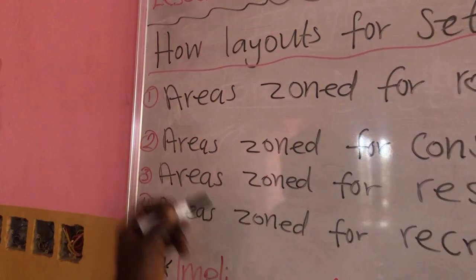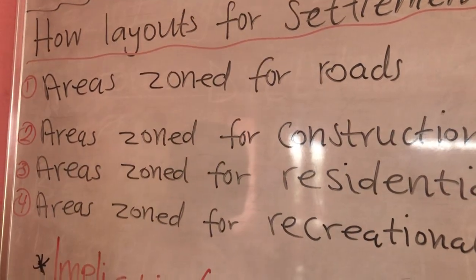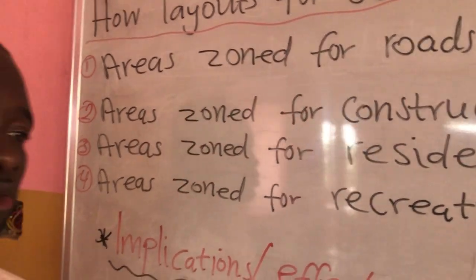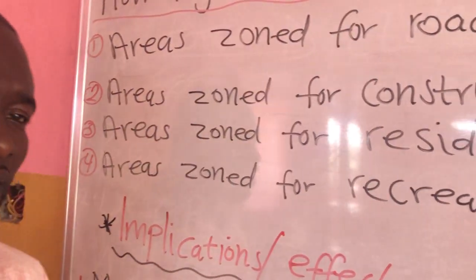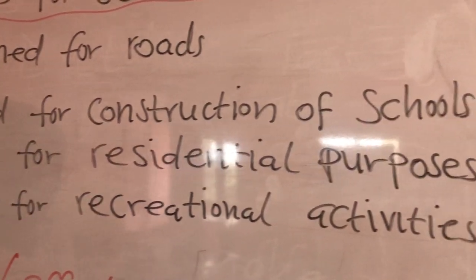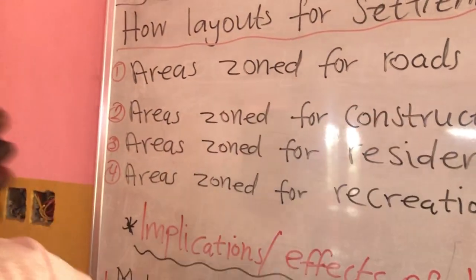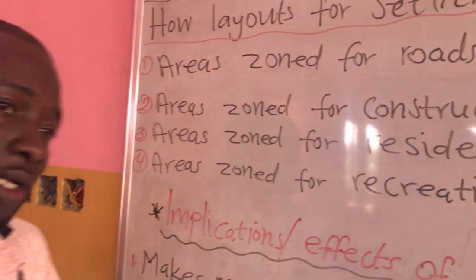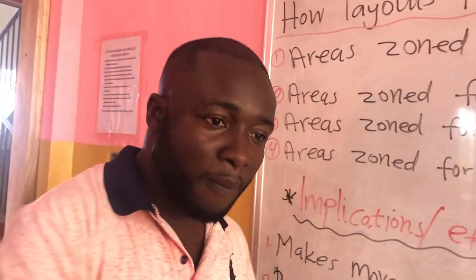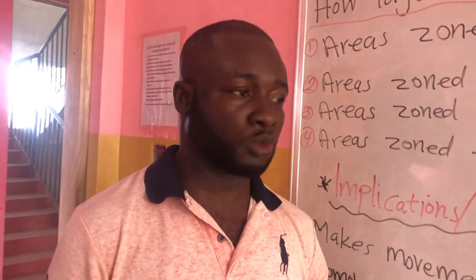The second one says area zone for construction of schools. A school must not be closer to a market or an industry, because students need a quiet environment to learn. So an area zoned for construction of a school should not be closer to a factory or a market, because we always need a quiet place in the school to learn.